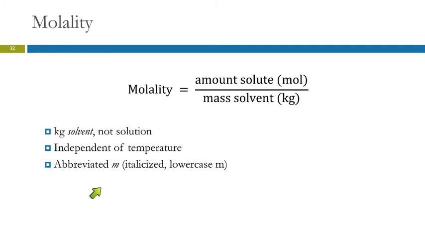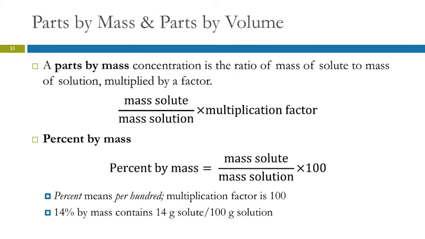This is abbreviated with lowercase m. It's italicized. And you've got to be really careful with that because it can look like meter pretty easily. So lowercase m is molality, capital M is molarity. I didn't make this stuff up.